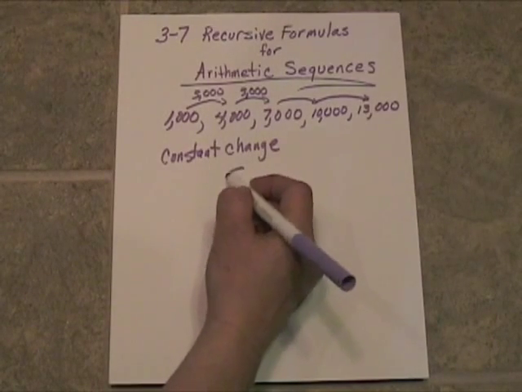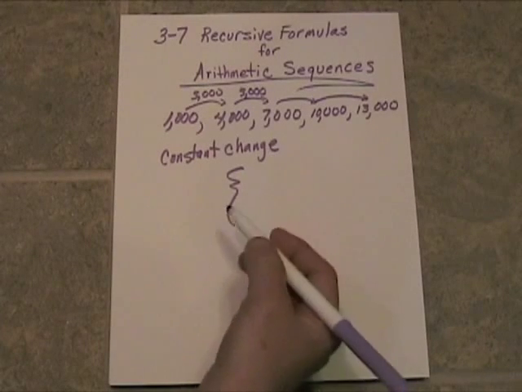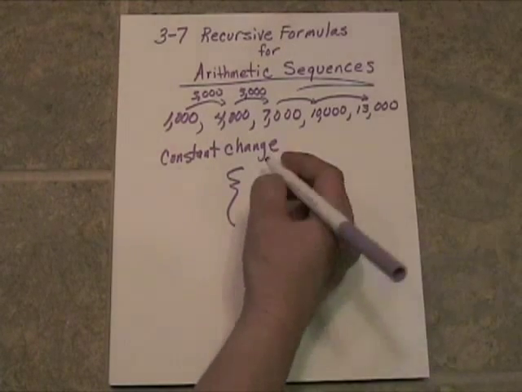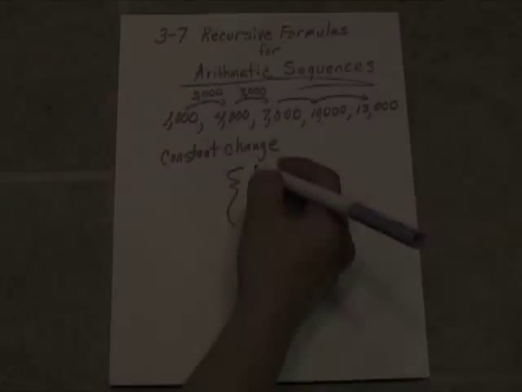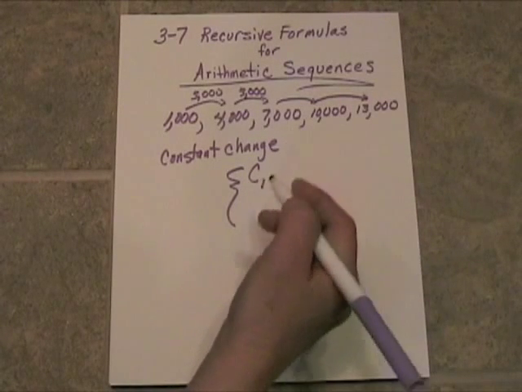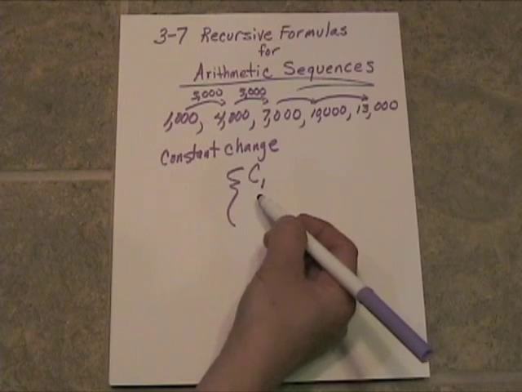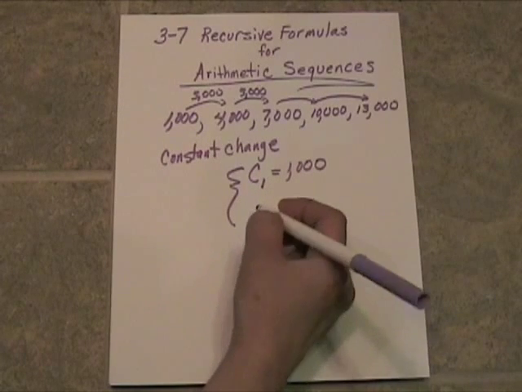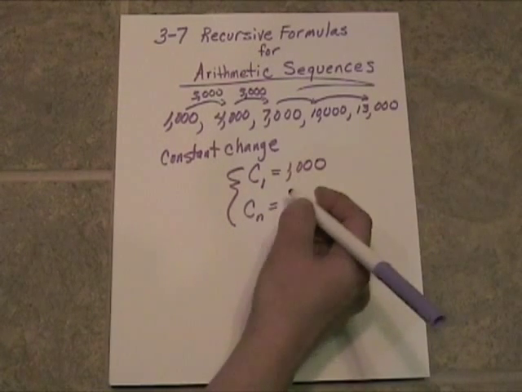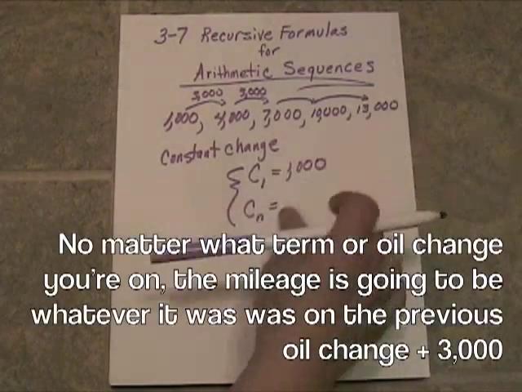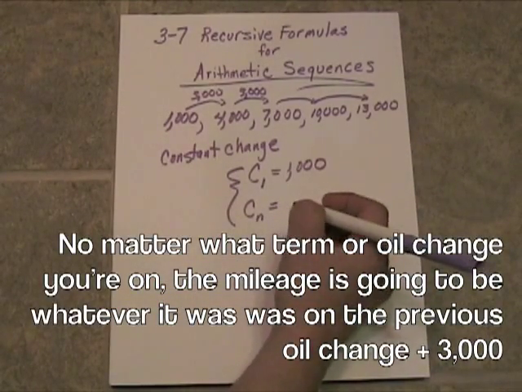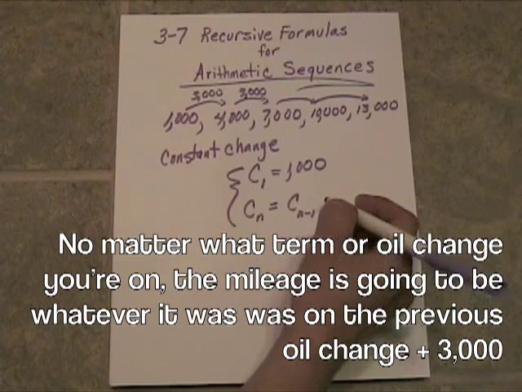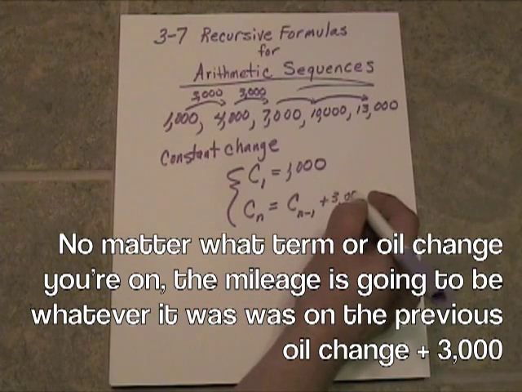All right, well, let's make an arithmetic sequence. Let's describe it using a recursive formula. And the way we do that is to set up the first term. All right, so she's going to need to change her oil. I'm going to call that C sub 1 for the very first oil change at 1,000 miles. And then after that point, it's going to be described like this. No matter what term we're on, no matter which oil change we're on, it's always going to be whatever the mileage was on the previous oil change, C sub n minus 1 plus 3,000.